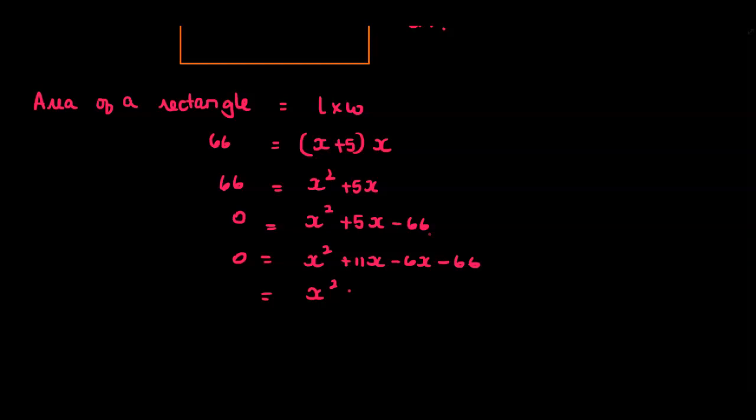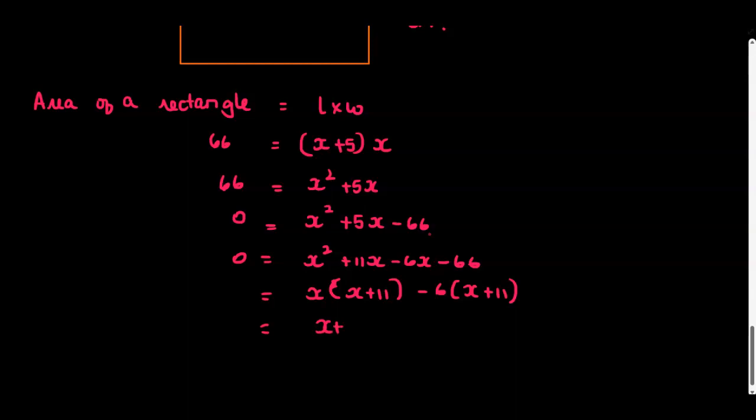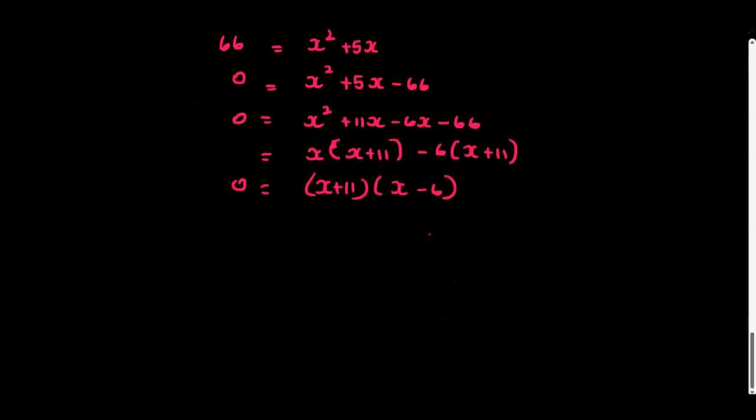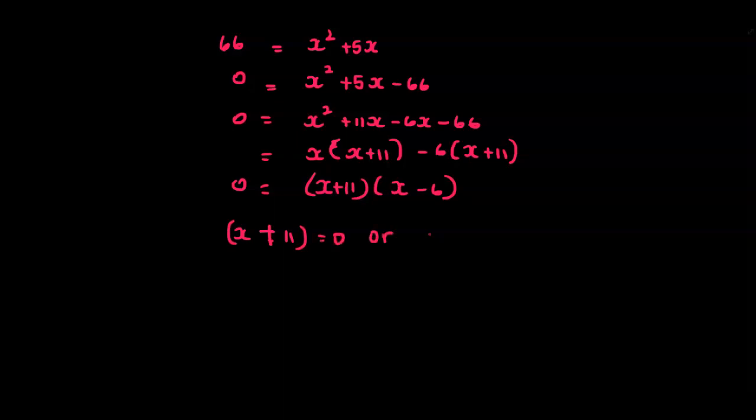So it'll be X into X plus 11. Put back your X plus 11 again, and this will just be minus 6. So you're going to get X plus 11 into X minus 6 is equal to 0. So X plus 11 is equal to 0, or X minus 6 is equal to 0. So you're going to get X is equal to negative 11, or X is equal to 6.